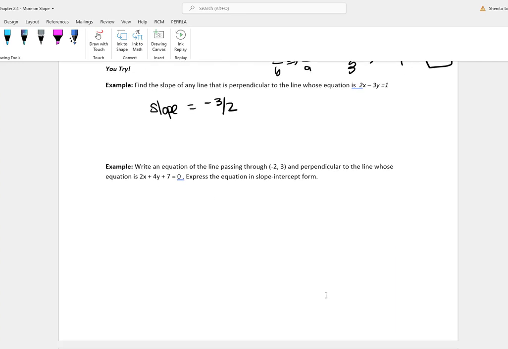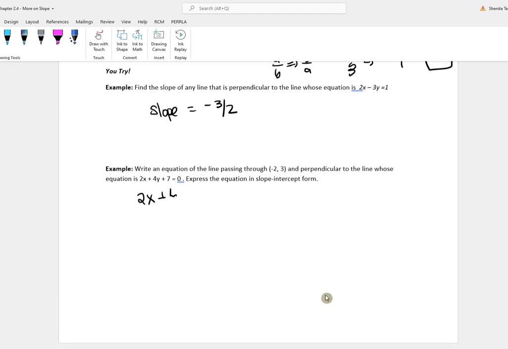So now we're going to talk about how to write the equation of a line passing through negative 2, 3, and perpendicular to the line whose equation is 2x plus 4y plus 7 equal to 0. We're going to write it in slope-intercept form.